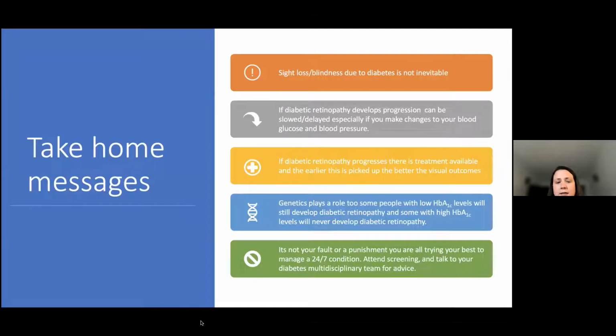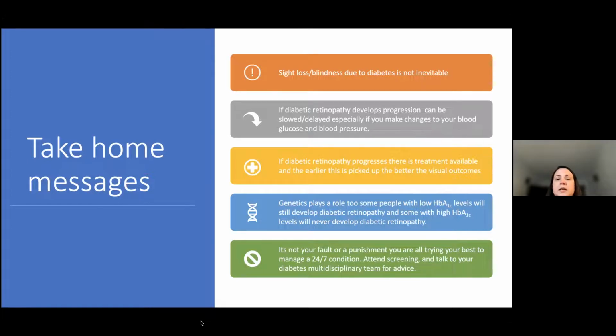And this is my last slide. So my take-home messages: sight loss and blindness due to diabetes is not inevitable. Just because you have diabetes doesn't mean that you will go blind or you will develop a sight-threatening form of retinopathy. I think that's the biggest take-home message. If retinopathy does develop, progression can be slowed or delayed, especially if you make changes to your blood glucose and blood pressure. It really does make a huge difference in delaying the progression from happening.